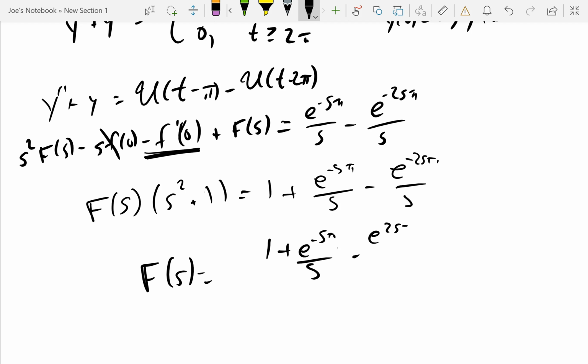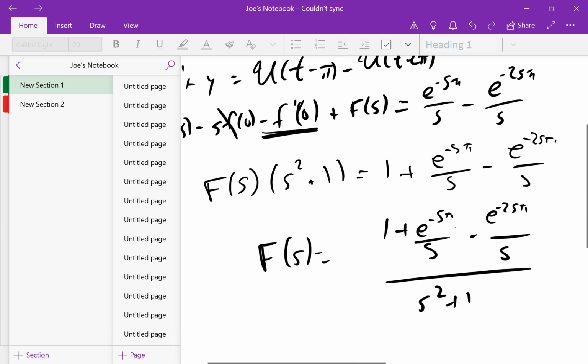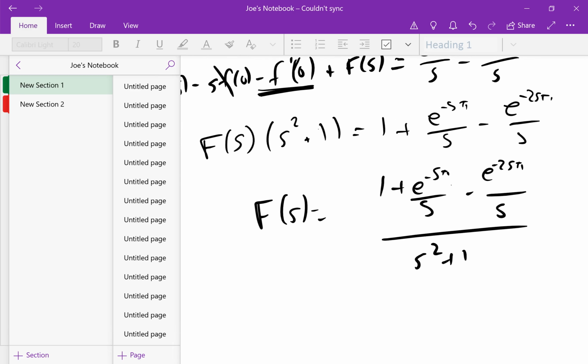We're not going to worry about simplifying things because we're going to let GeoGebra do all the heavy lifting for us and handle the inverse Laplace transforms. So we've got the right-hand side. We're going to flip over to GeoGebra and type that in.